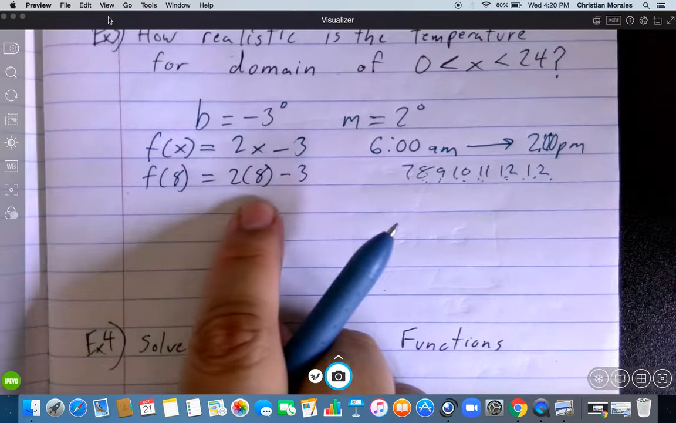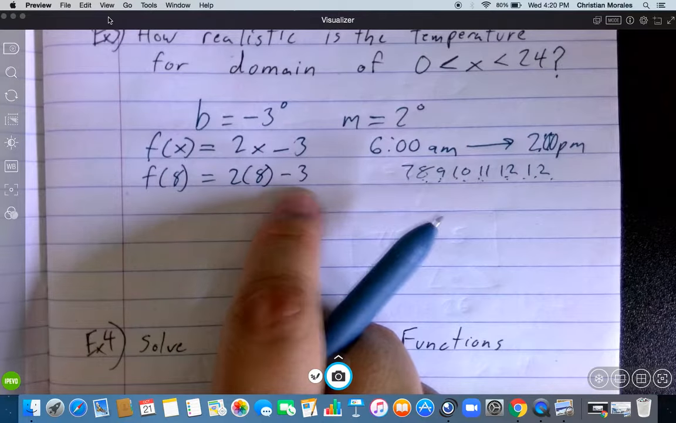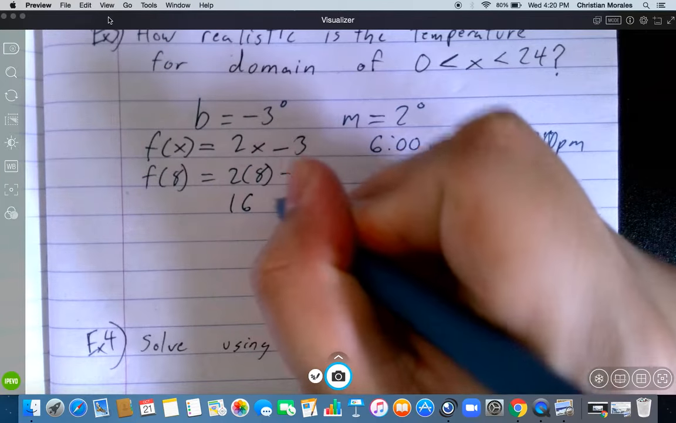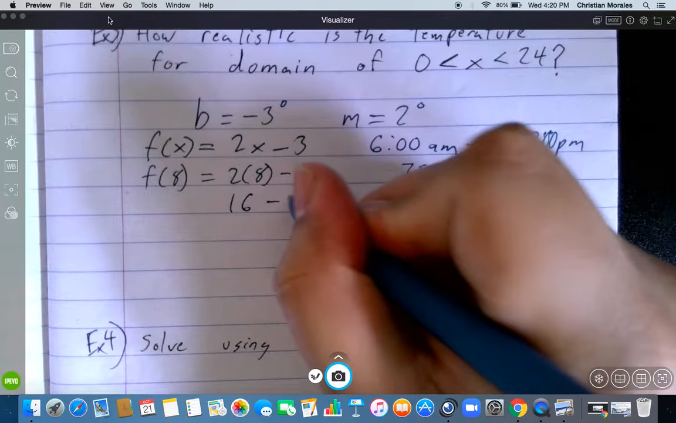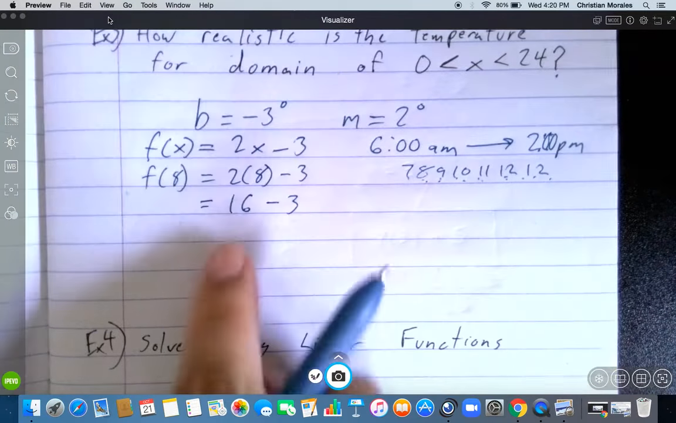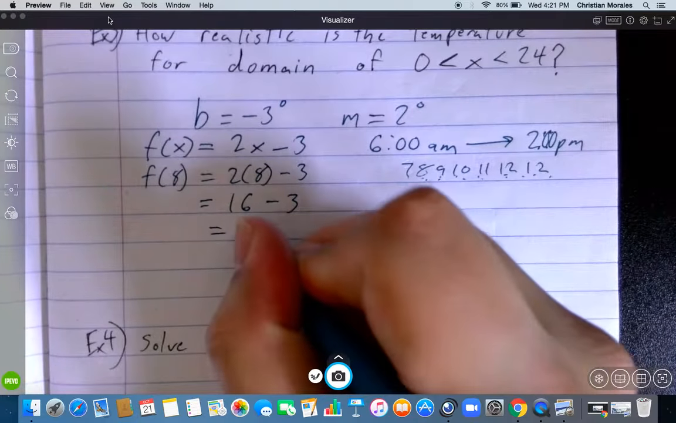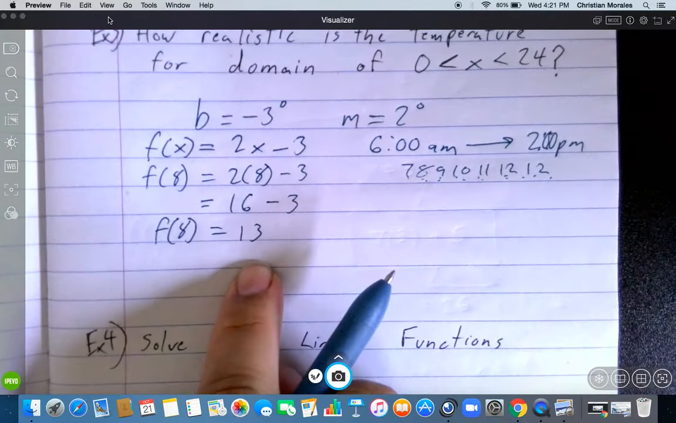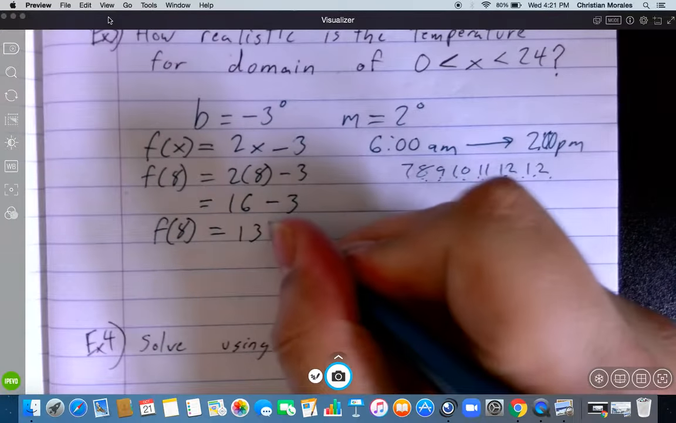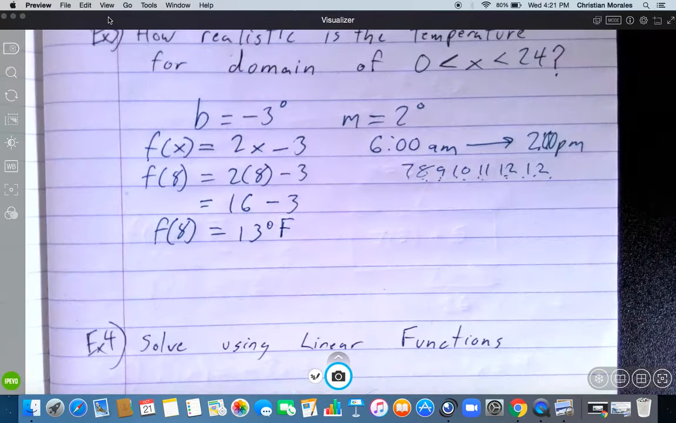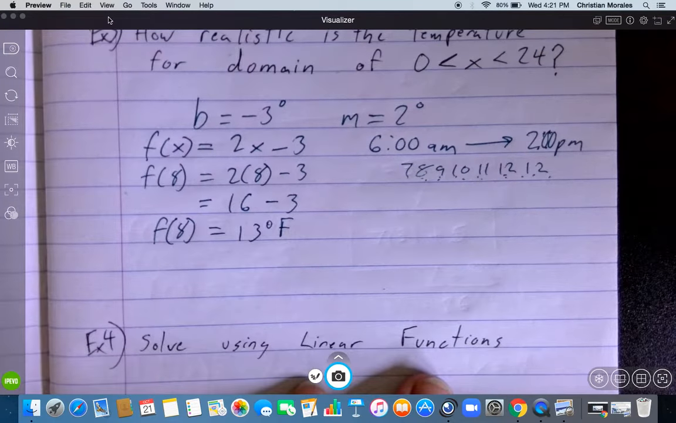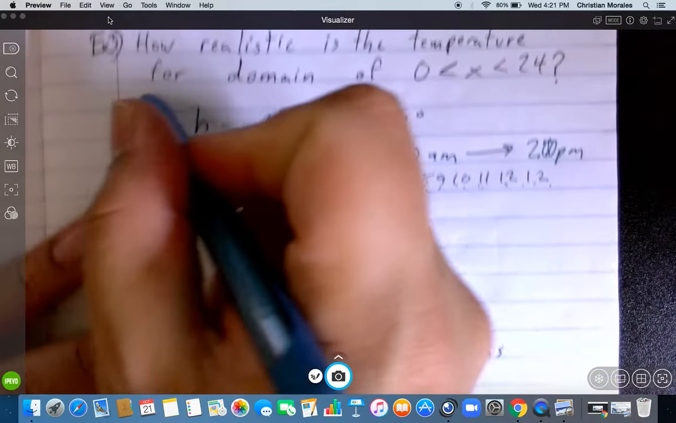So that means it started at negative 3 in the morning, but it's going to increase to 16 degrees by 2 o'clock. Now 16 minus -3, that'll be 13 degrees. So the function says 8 hours later, it'll be 13 degrees Fahrenheit. Okay, so that's the answer to the question. But there was a secondary question right here.